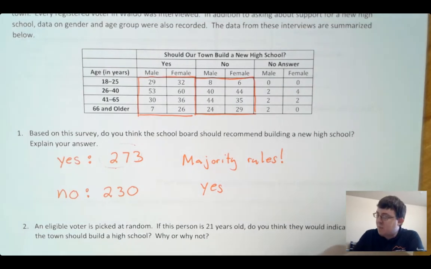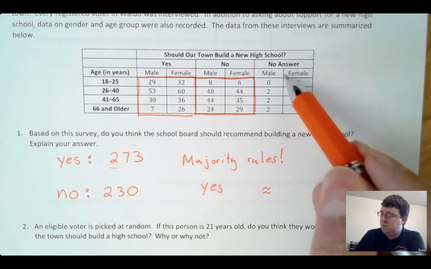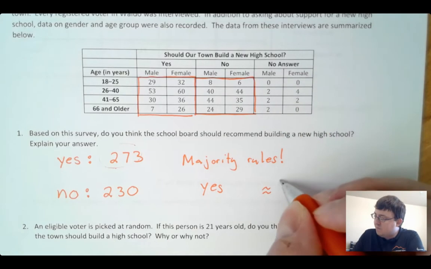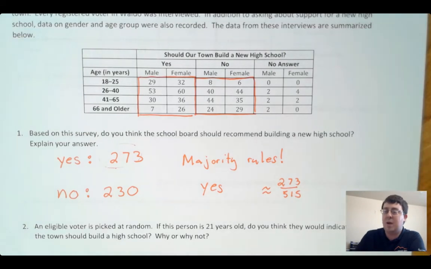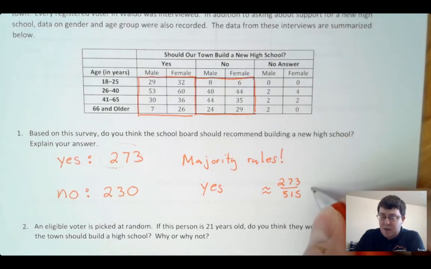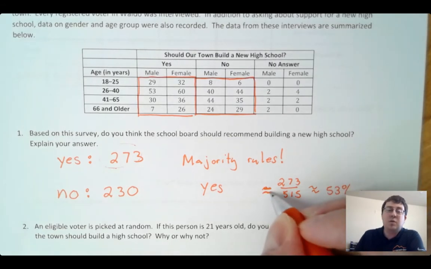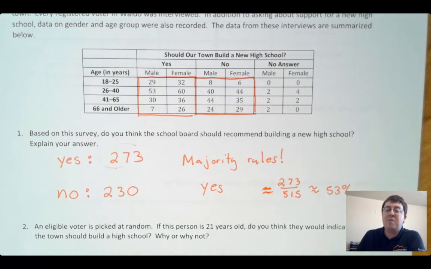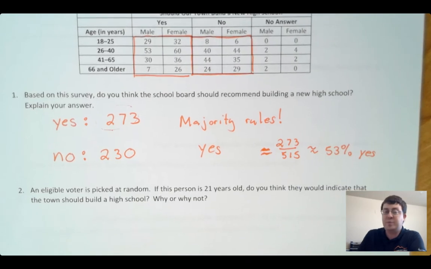If you total up the extra people over here, the people that didn't vote, there's 273 yes votes over 515 total votes if you add in those no answer people. And that's about 53% saying yes. So again, actually this is exact. It's pretty close, but about 53% said yes. So you might say, well, majority rules, it's over 50%, so they should build a new high school.